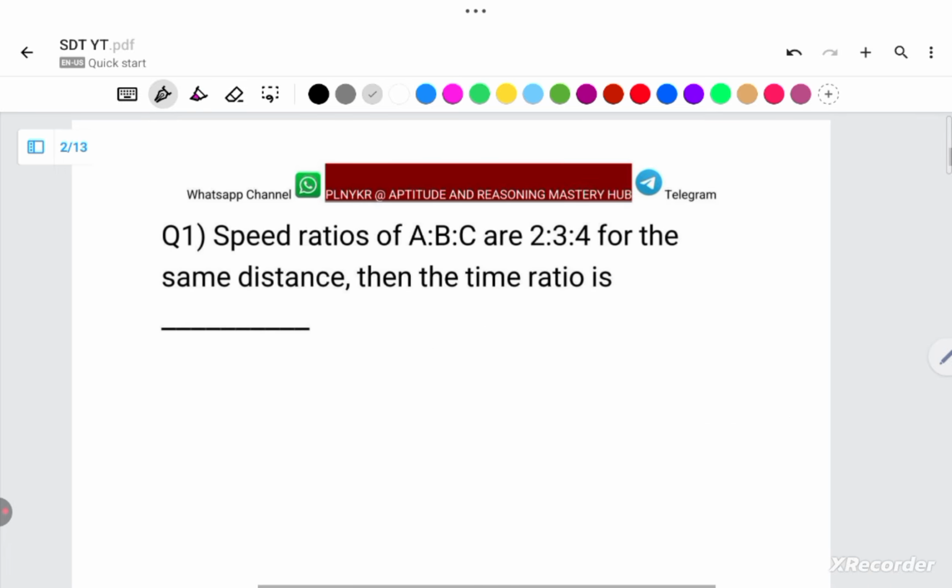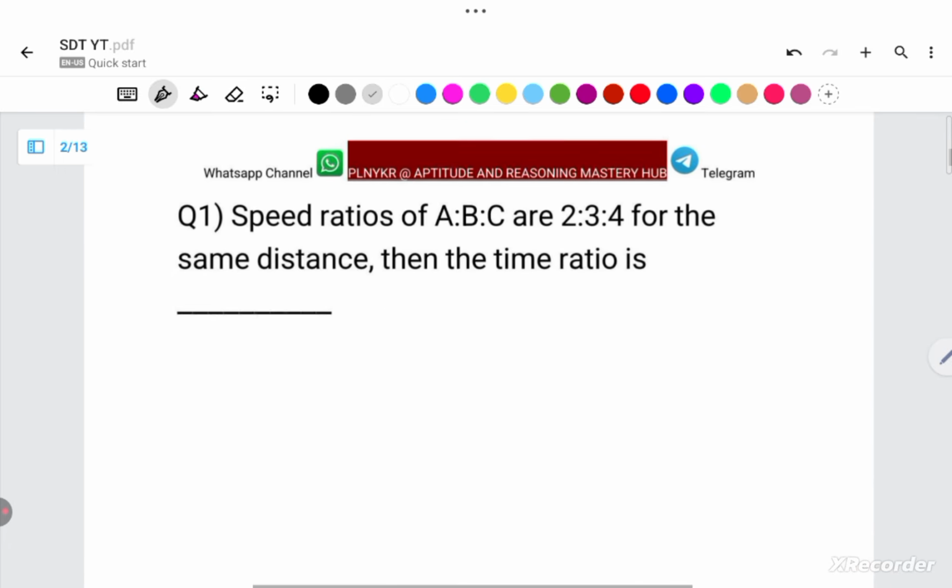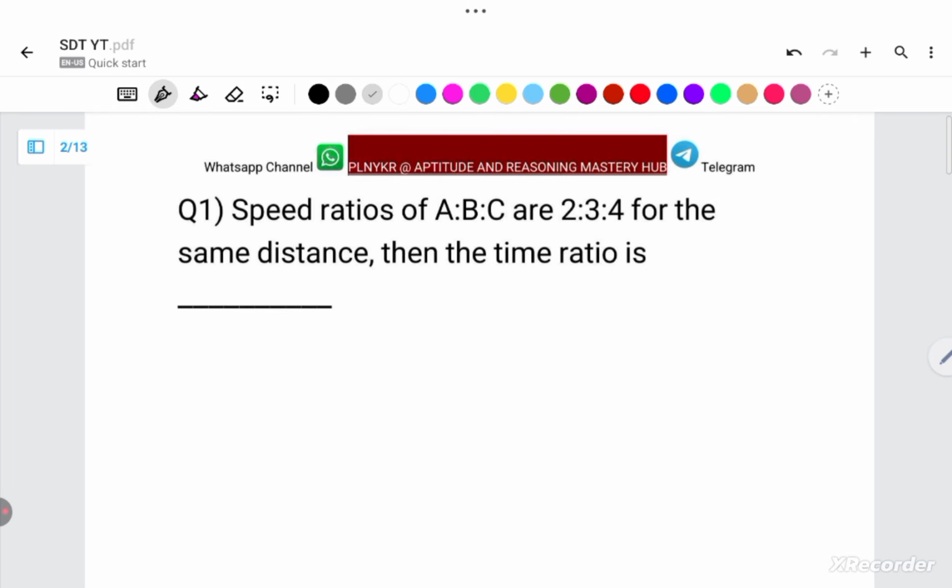Some of the questions we'll be able to solve with the fundamental formula itself, and some of the questions with concepts like relative speed and average speed. The remaining questions are applications related to the topic speed, time, and distance.